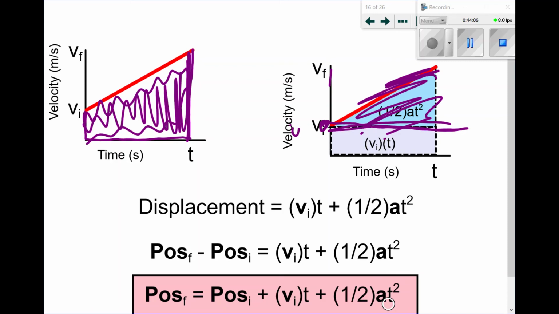If they ask me for displacement, they don't want my final position, but they want my displacement. An easy trick is to say, well, since displacement is the change in position, my initial position is 0, making my final position automatically the displacement, because that is going to be the change in position from 0.